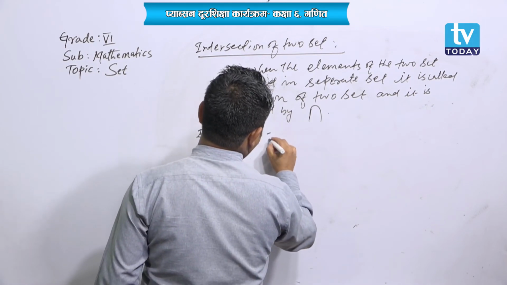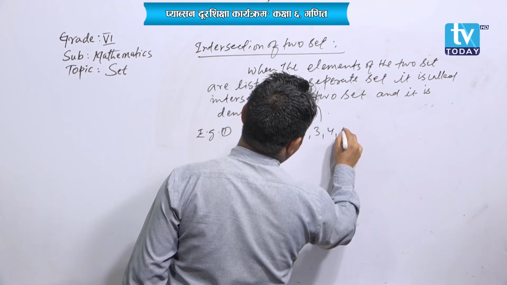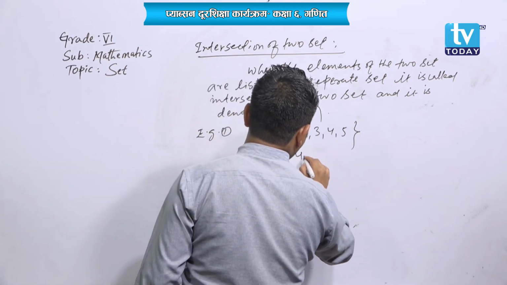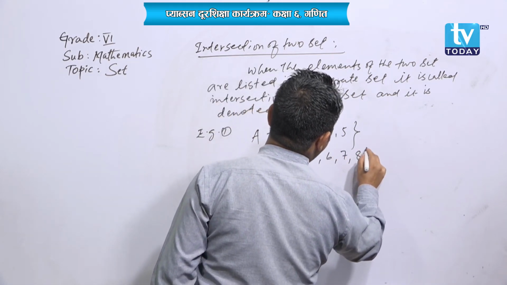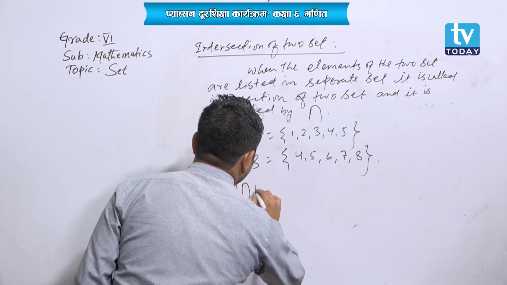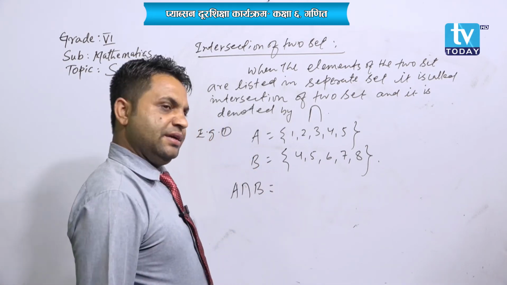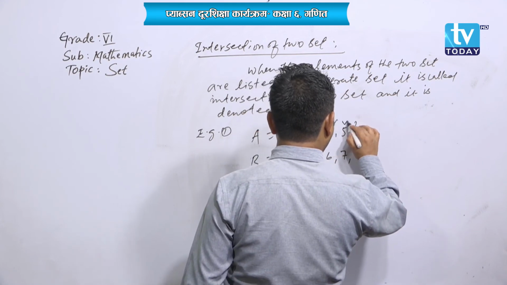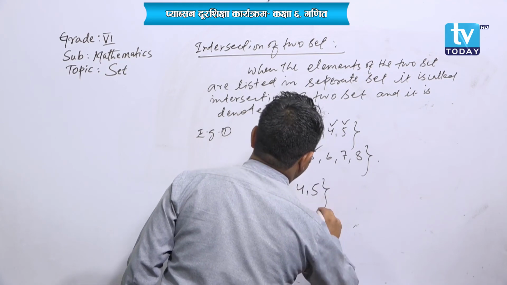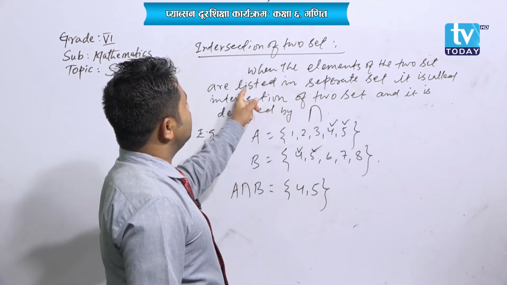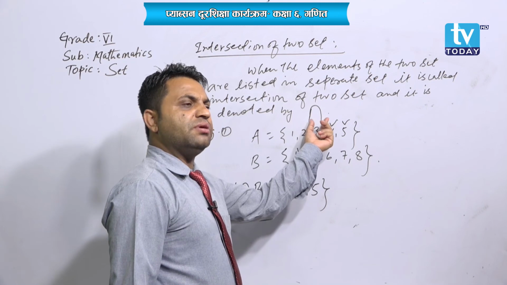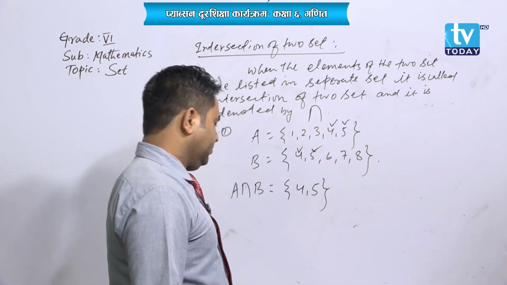Example one. Suppose A = {1, 2, 3, 4, 5}. Then set B = {4, 5, 6, 7, 8}. All right. So A intersection B means common elements. What are the common elements? 4, 5. Here also 4, 5. That means {4, 5}. When the common elements of the two sets are listed in a separate set, it is called the intersection of two sets, and it is denoted by this symbol.